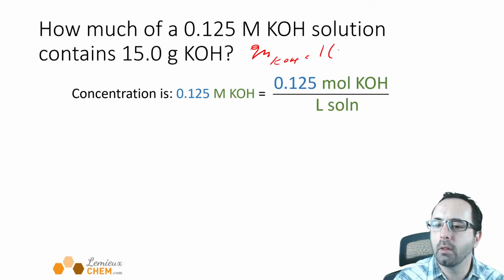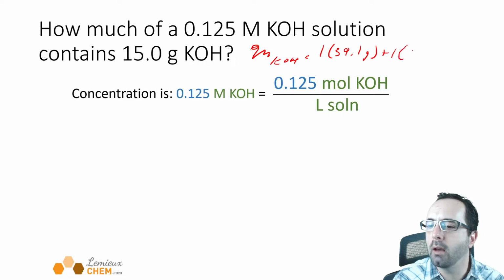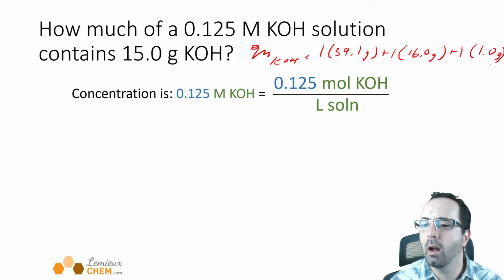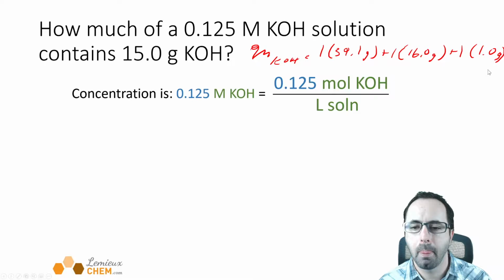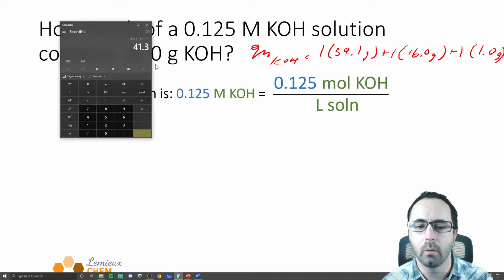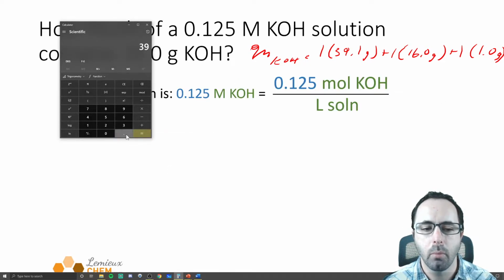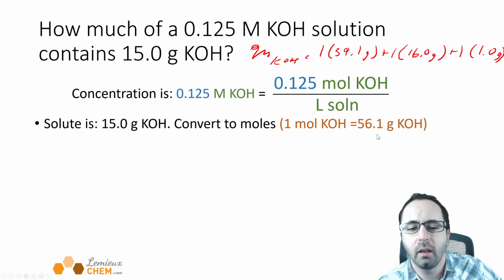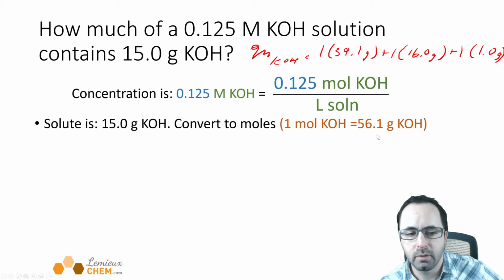So 39.1 grams plus 1 times 16 grams for oxygen plus 1 times 1 gram for hydrogen. And we will get 39.1 plus 16 plus 1 equals 56.1. So the molar mass of potassium hydroxide is 56.1 grams.